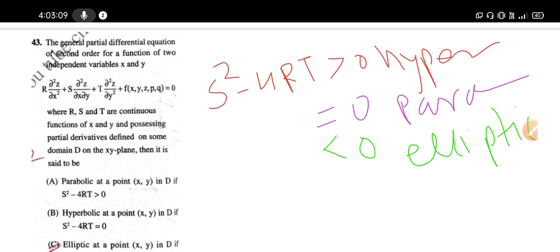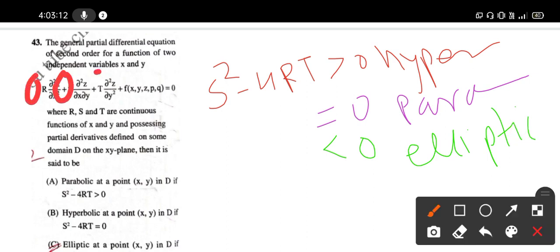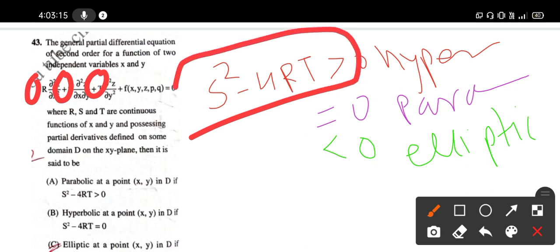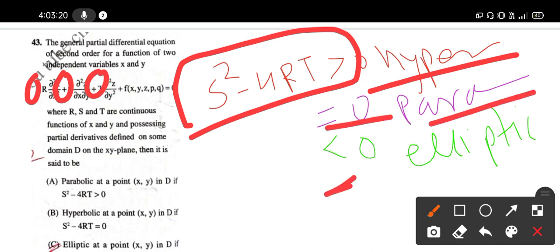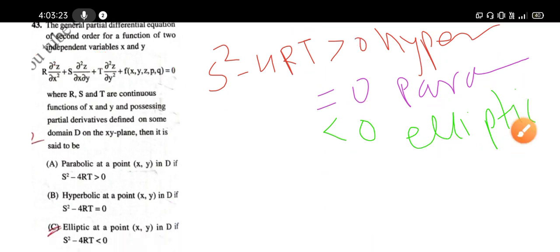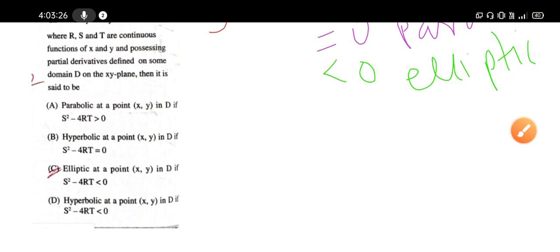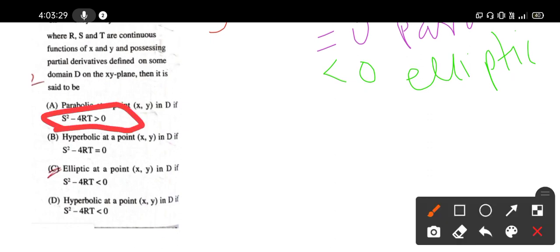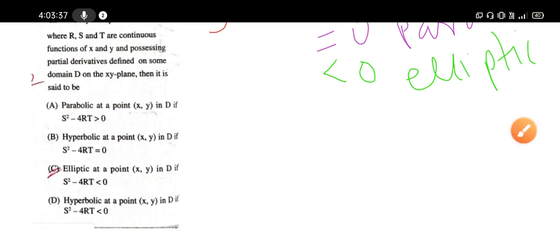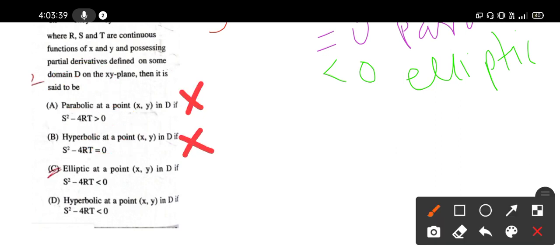Next question. The general PDE of second order for a function of two independent variables x and y is given as r, s, t. If s square minus 4rt is greater than 0, it is hyperbolic; equal to 0, parabolic; less than 0, elliptic. This is a question based on a direct result. Here s square minus 4rt is greater than 0, but option A says parabolic, so option A is discarded. Option B says hyperbolic with equality, which is also discarded. Option C says hyperbolic with less than 0, which is also discarded. Elliptic and less than 0 is correct.